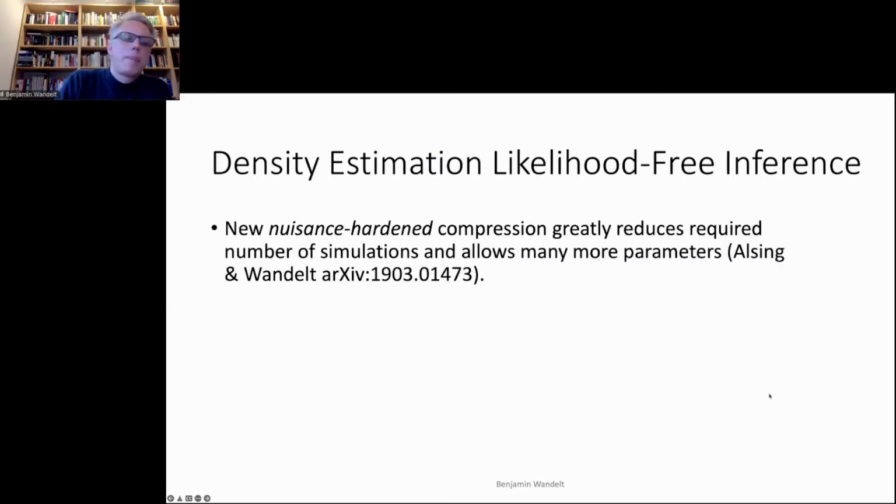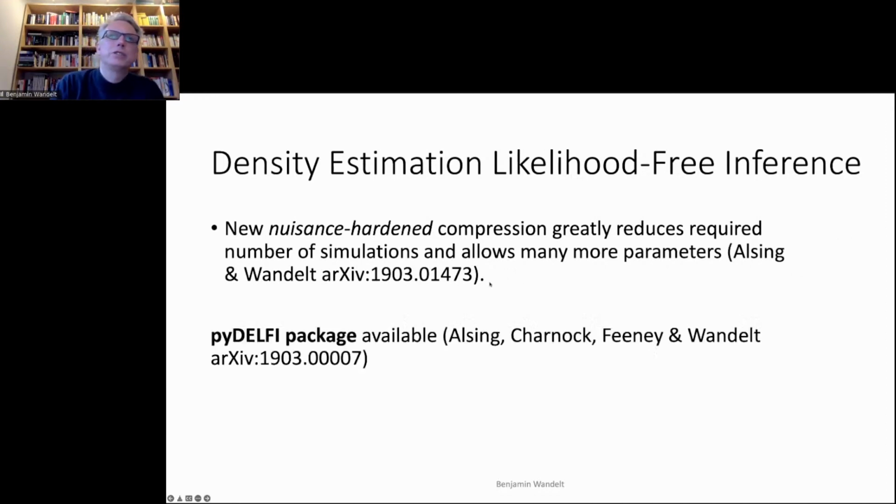All right, but what happens when the number of parameters gets large? You still have a large number of these summaries. Often you have parameters that are not that interesting, but you still need to keep them in the problem. These are called nuisance parameters. It turns out you can write down the compression in such a way that you only ever compress to a set of numbers equal to the number of interesting parameters you have. That's described in this paper. We call this nuisance hardened compression. This likelihood-free inference framework, and getting the joint posterior over all the parameters, is described in this paper here. And there's a package that you can download.